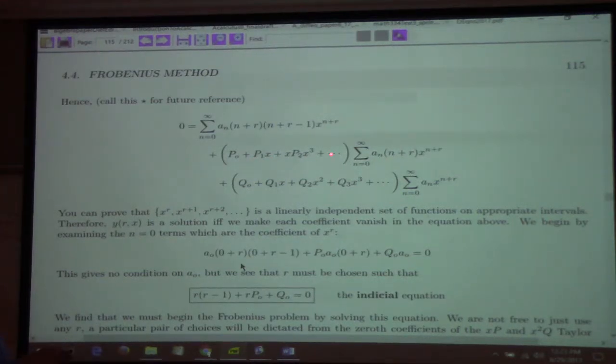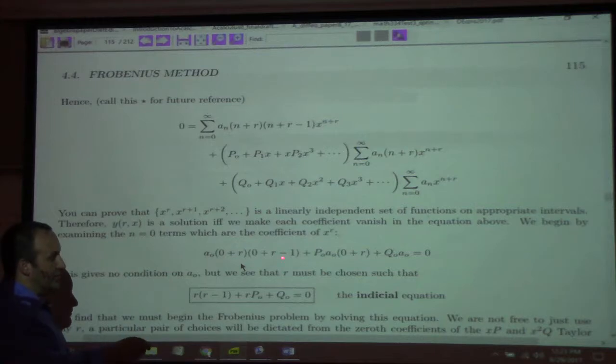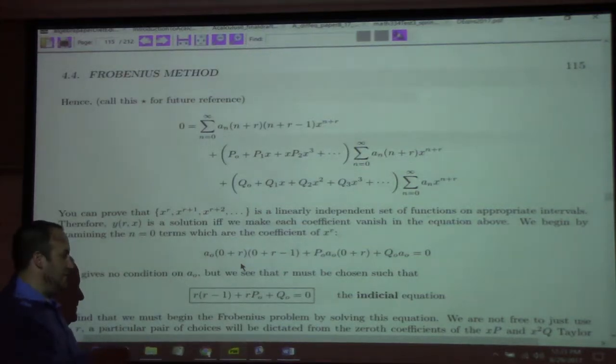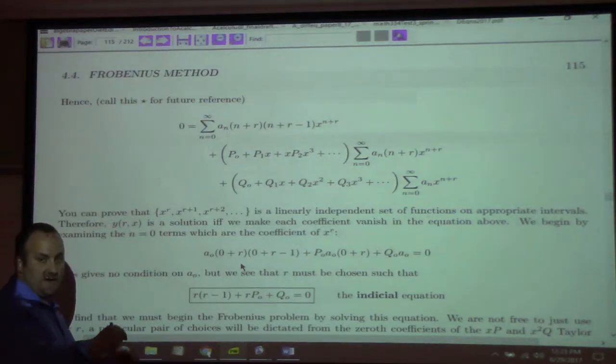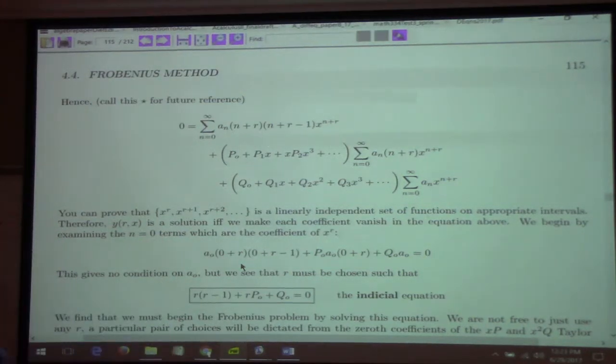So the lowest order thing here is p naught. The lowest order thing here is a sub naught times r times x to the r. The lowest order thing here, q naught, a sub naught, x to the r. So each one of these has an x to the r term. And if we collect those together, here they are down here. This gives us this equation. The a sub naught goes out, it's everywhere, so it gives no condition on a naught.